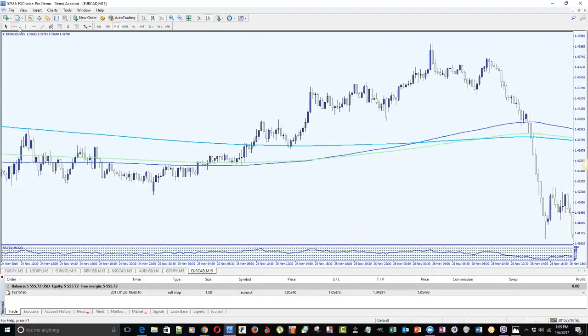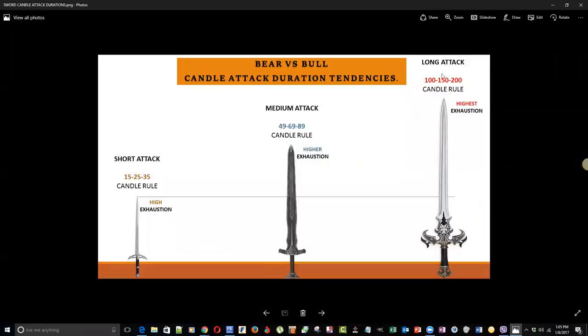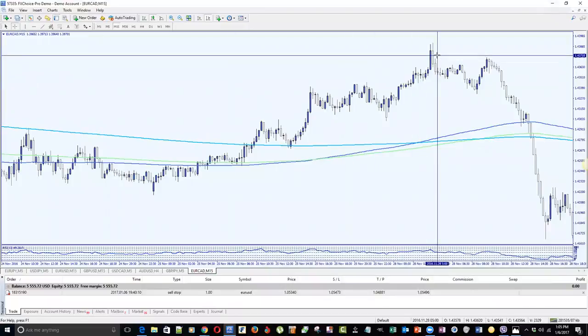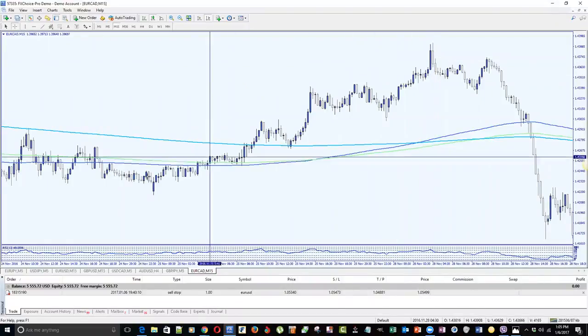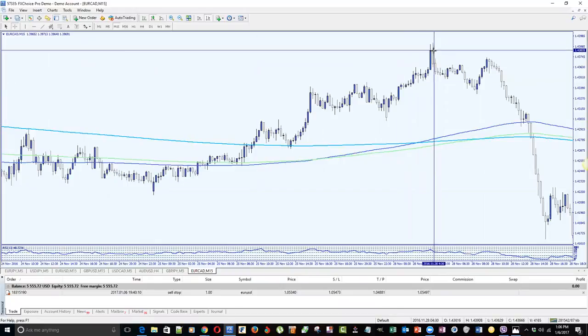Right? So from here to here, the market trended upwards to this point, right? And what's that? 114 candles. So you look at the long attack, that's 100 to 150 to 200 candles. That's the highest degree of exhaustion. So what occurred after that exhaustion? As you can see, once it reached from here to here, once it reached 100 candles, it committed itself to a very strong attack. Therefore, its exhaustion is going to be at the highest degree. And therefore, it came down.